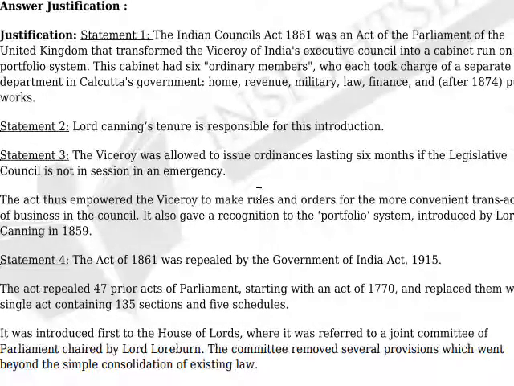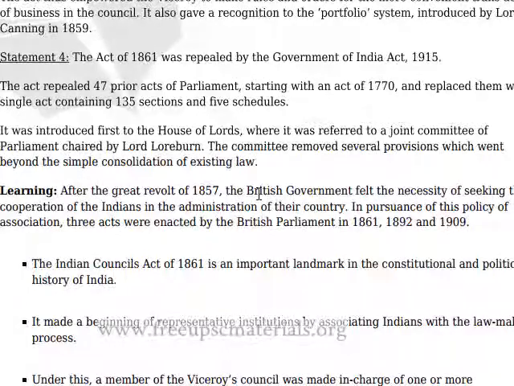And statement 4, the Act of 1861 was replaced by the Government of India Act 1915. The Act repealed 47 prior Acts of Parliament, starting with an Act of 1770, and replaced them with a single Act of 135 sections and 5 schedules. It was introduced for the first time in the House of Lords, when it was referred to a joint committee of Parliament, chaired by Lord Brougham. The committee removed several provisions which went beyond the simple consolidation of existing law.